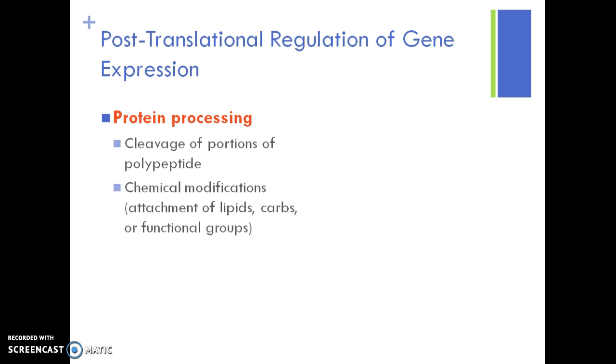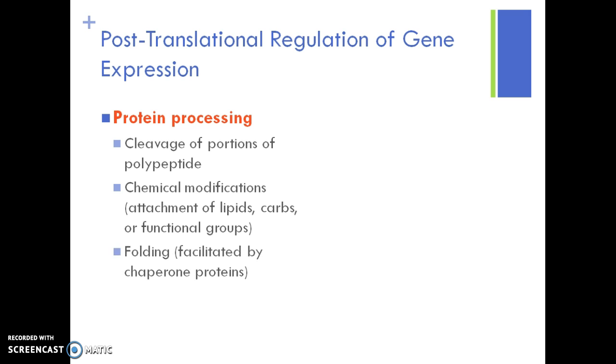We also might add some different chemicals to our proteins, maybe lipids or carbs or other functional groups. Hemoglobin is a good example of this. Our hemoglobin carries oxygen in our red blood cells, and there are heme groups, ions, attached to it, and so those hemoglobin molecules are not going to be functioning until they have those heme groups attached. So that's a chemical modification that we have to make in order for our genes to be truly expressed.